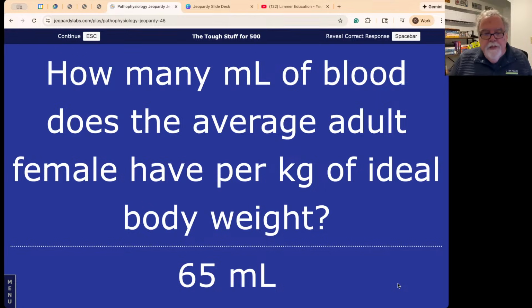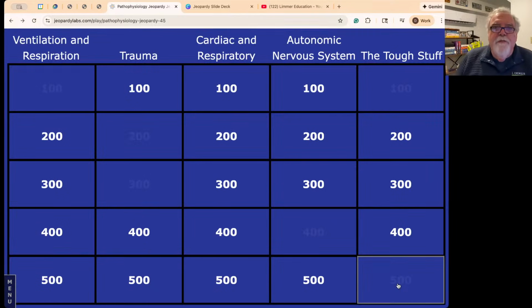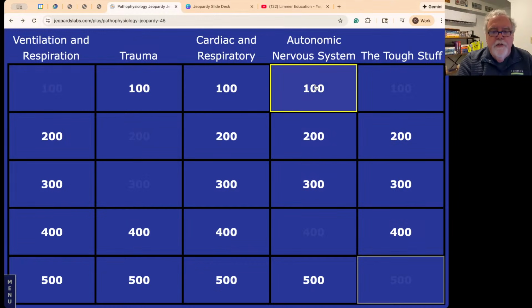Had that request for tough stuff for 500, and I think I gave that to you. Let's go back to some 100s. I think that was a tough one. I'm going to go back to the 100s. Let's do autonomic nervous system.